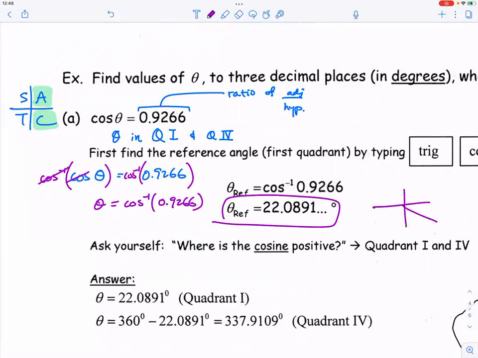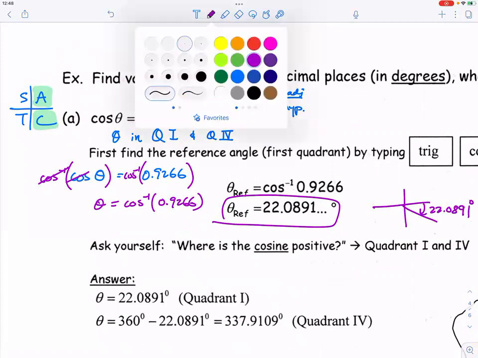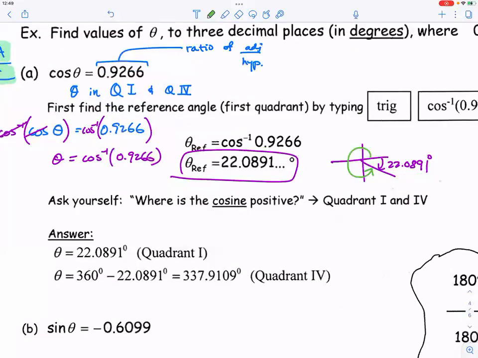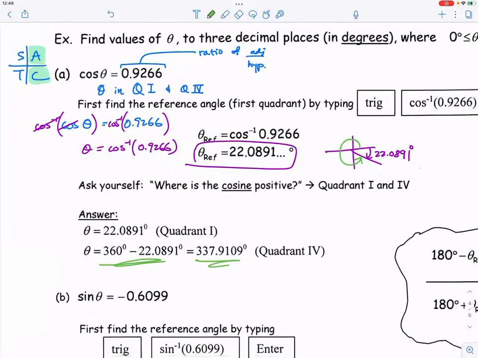Well, in quadrant 4, this is going to be 22.0891 degrees. So to get the value from the beginning to the end right here, it's going to be 360 minus the 22 degrees. Now, any question at this point about how we get 337.9? Okay, because we know it's in quadrant 4. So we say, all right, 360 minus the reference angle.